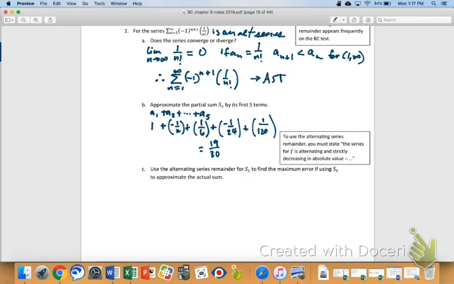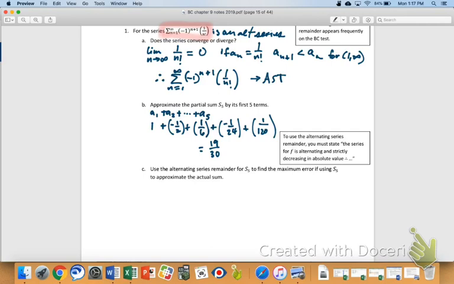C is very new. C says use the alternating series remainder for S5 to find the maximum error if using S5 to approximate the actual sum. So I want to be really clear about this. This notation right here, that I'm highlighting in red, that is the summation from n equals 1 to infinity. So would you agree with me that if we stop at n equals 5, we've stopped just a tad short? To understate it somewhat, right? We have fallen way short of finding the actual, listen now, this is not something you want to miss, okay? We have fallen way short of finding the actual true sum.